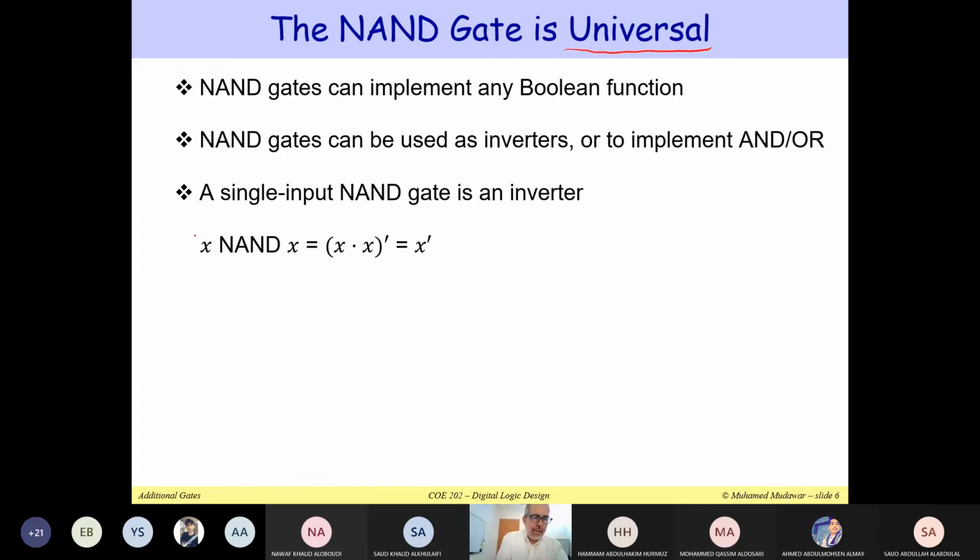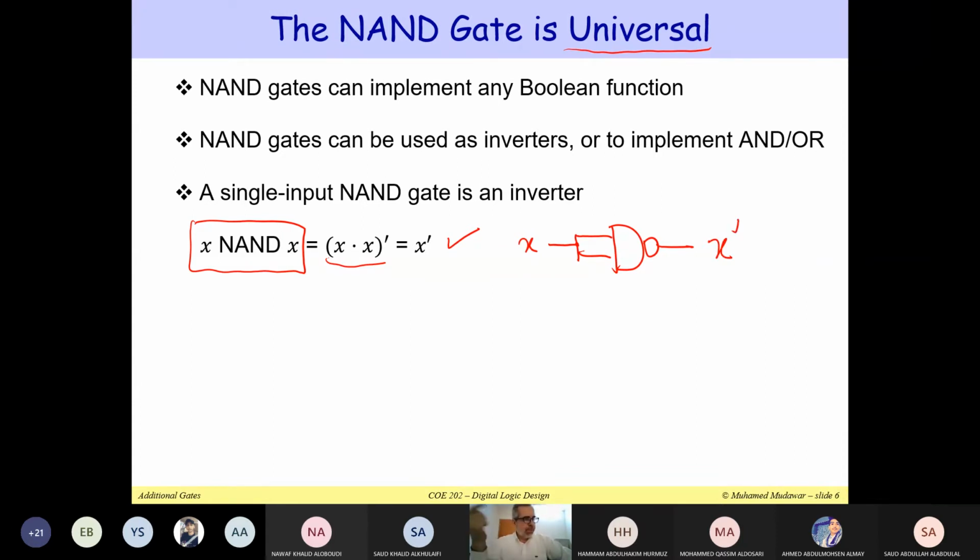If you take X and NAND it with itself, so it's not X, this will give me X prime. So if I would like to draw a 2-input NAND gate, this will be a 2-input NAND gate. If I connect both inputs together and I connect them to my input X, then the output will be X prime. So here, I'm using a 2-input NAND gate as an inverter.